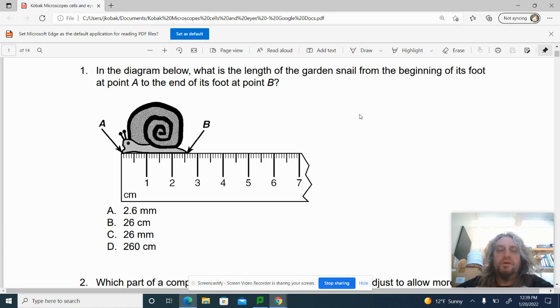Let's begin. Question 1. In the diagram below, what is the length of the garden snail from the beginning of its foot at point A to the end of its foot at point B? Your answer choices are A, 2.6 millimeters, B, 26 centimeters, C, 26 millimeters, or D, 260 centimeters.